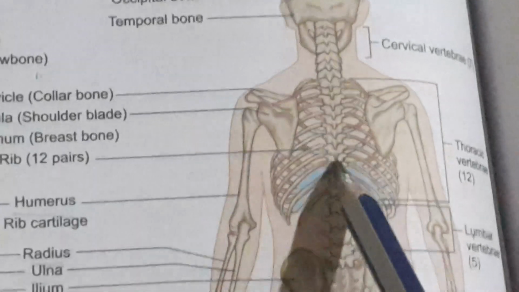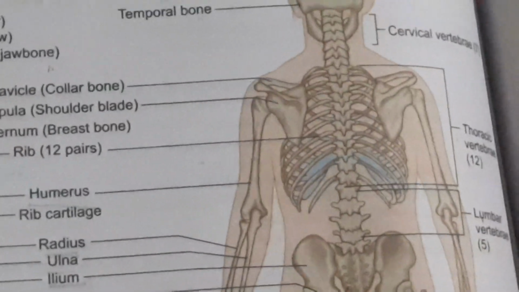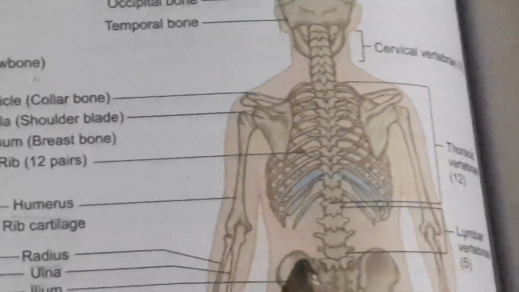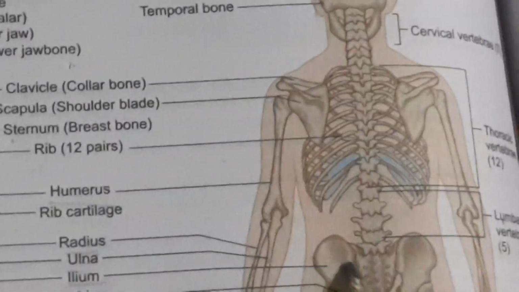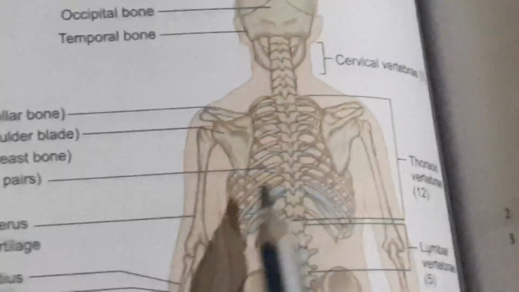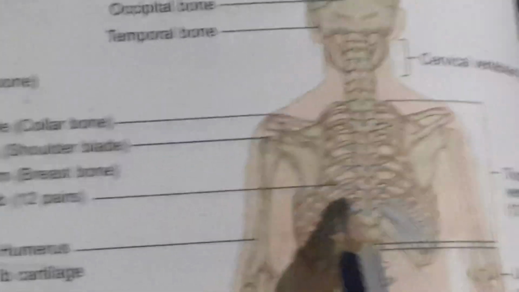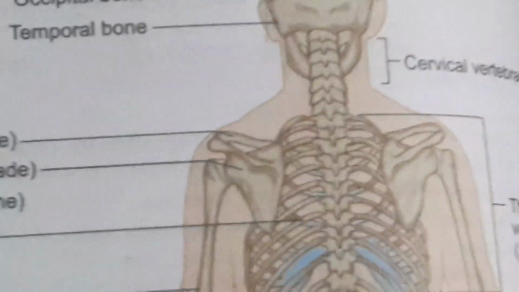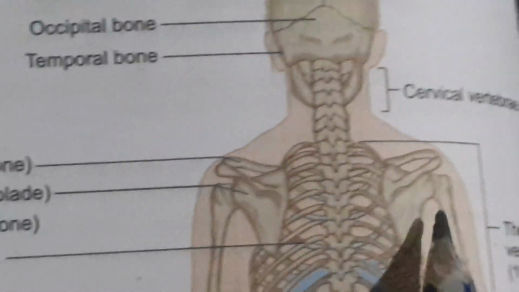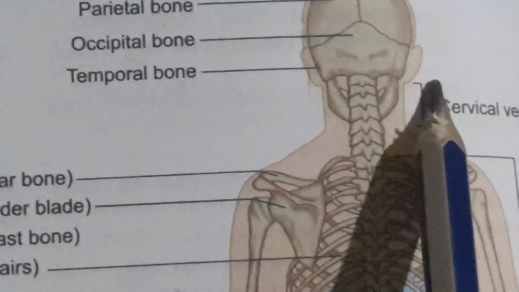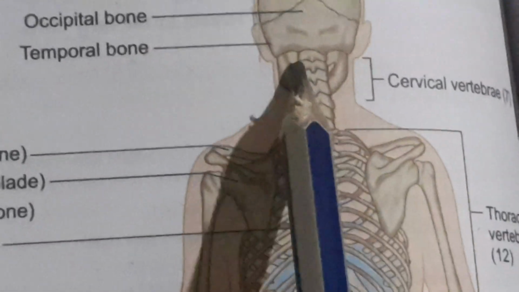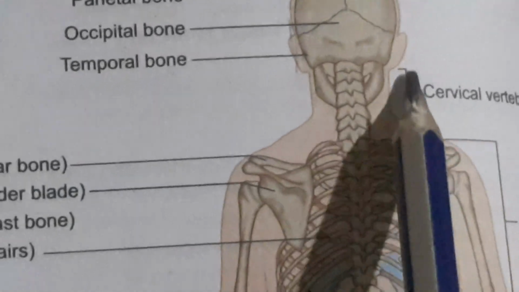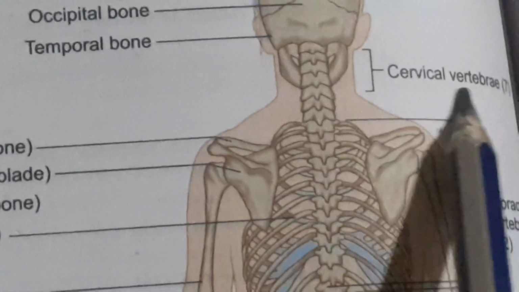This long bone, which is a small type of bone which is attached, is known as spinal cord. Spinal cord, which is divided into many bones. Now here we can see these smaller bones. These tiny bones from here to here, 7 cervical bones. Only 7. 1, 2, 3, 4, 5, 6, 7. These 7 are known as cervical vertebrae.